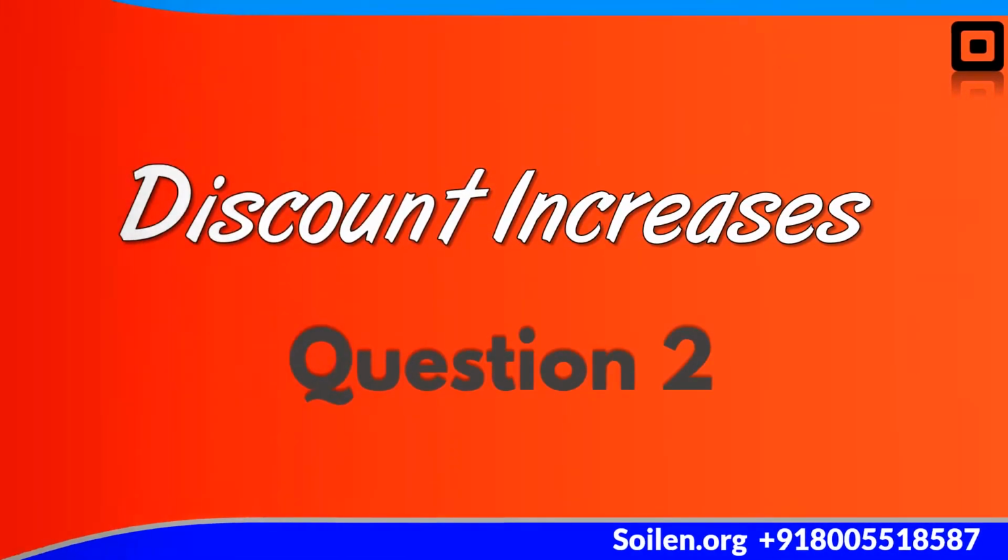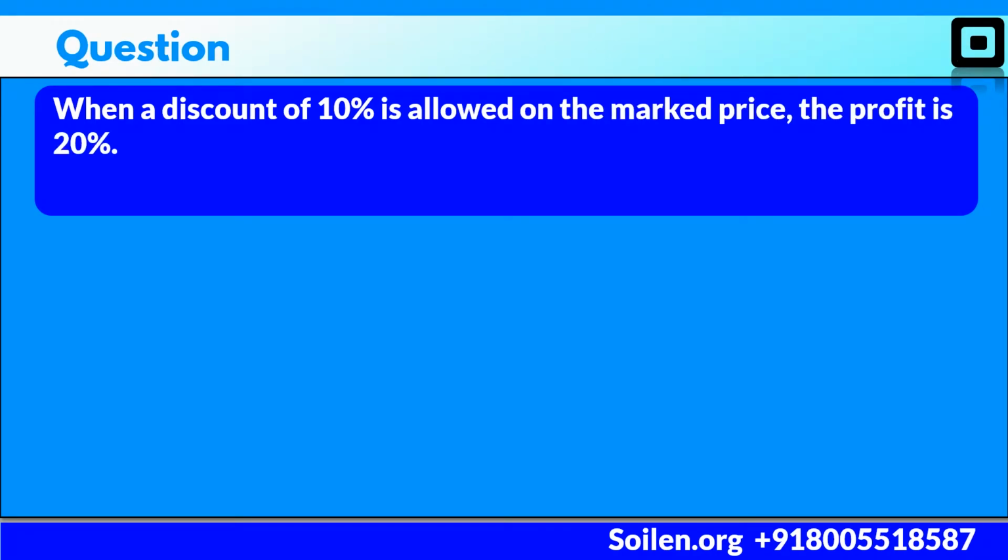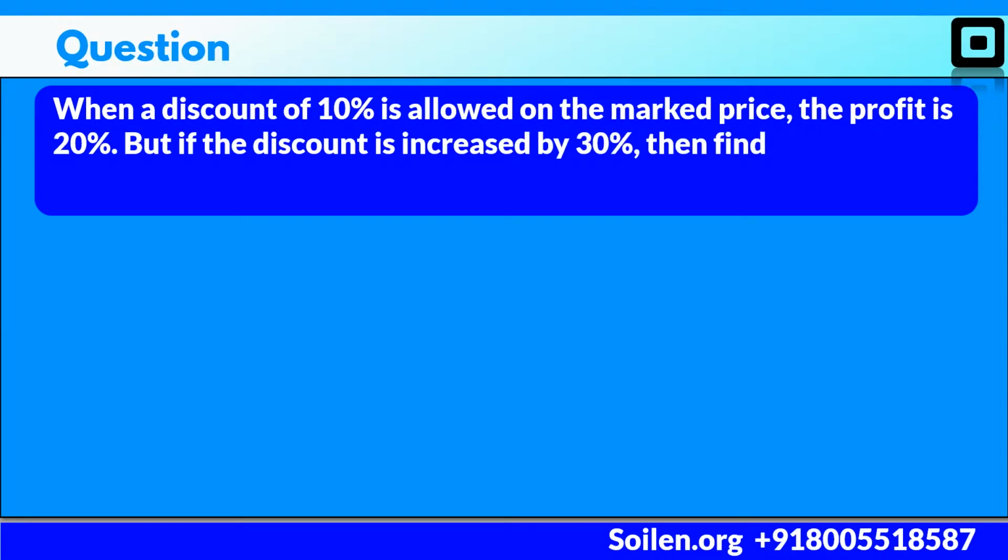Now, let us take our second question in which discount increases. The question is given here. When a discount of 10% is allowed on the marked price, the profit is 20%. But if the discount is increased by 30%, then find the profit percent.